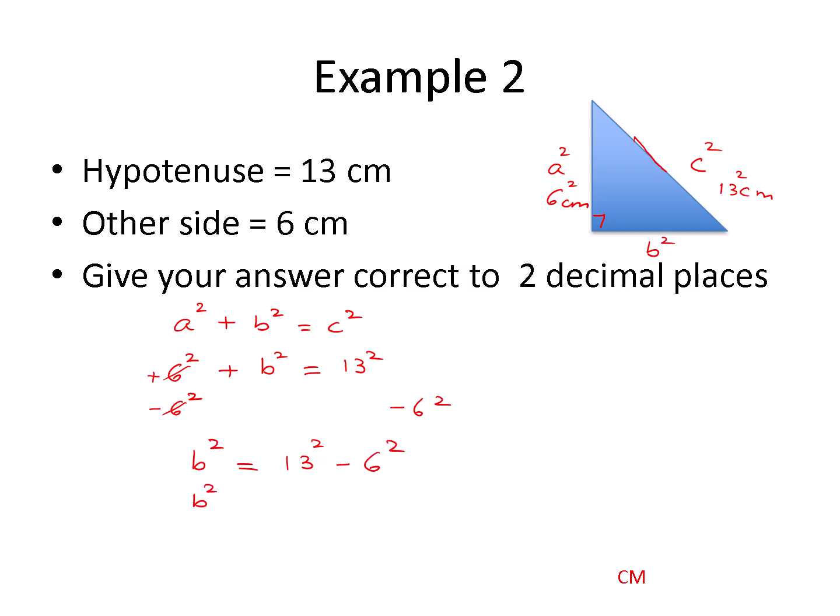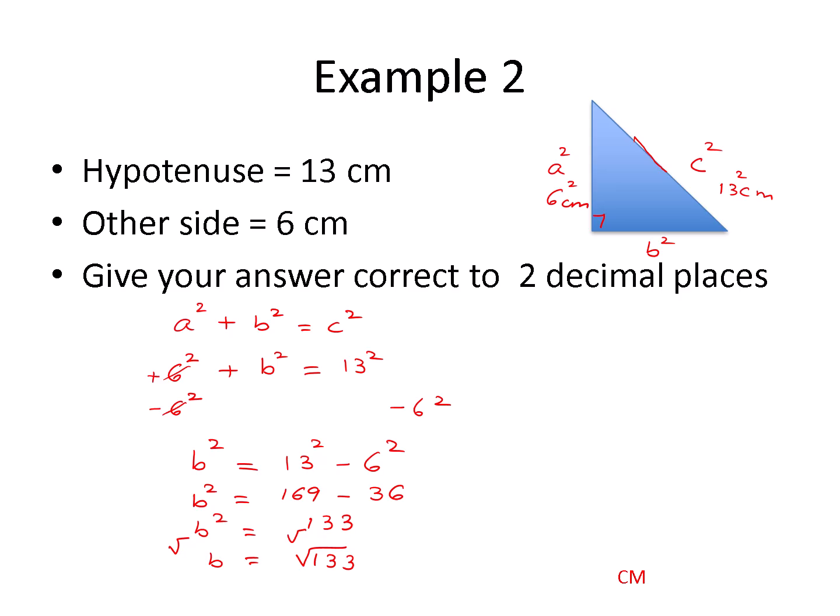b square equal. Now you need to find out what is 13 square. So 13 times 13 is 169 minus 6 square will be 36. B square equal, you will do minus, take away. So 169 take away 36 will give you 133. Now we need to get rid of the square. So the opposite of square is square root. So we will do square root on both the sides. You will say b equal to square root 133.